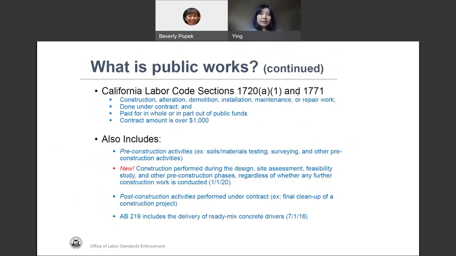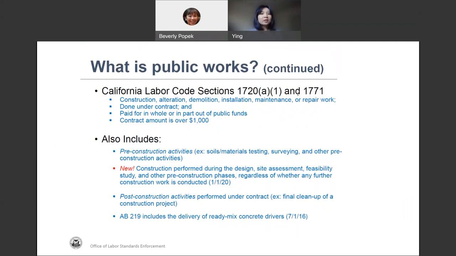And public work is defined under the Labor Code Section 1720 as construction, alteration, demolition, installation, maintenance, or repair work done under contract and paid for in whole or in part of public funds. The contract amount has to be over $1,000. And over the time, the definition of public works has expanded to all of these followings.